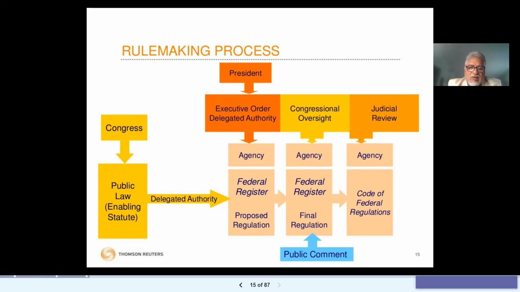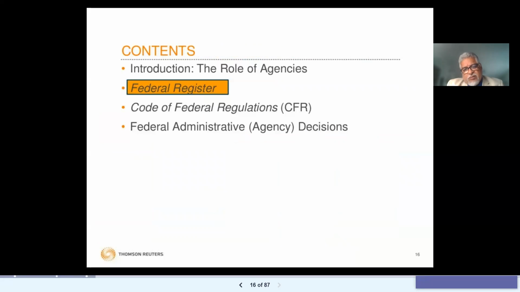Or it can come from Congress. They make a public law, basically a statute. They give delegated authority to a particular agency. They publish it in the Federal Register, and they begin the proposed regulation. Afterwards, they will go through congressional oversight or judicial review, after the principle of exhaustion that we just talked about. Public comment is urged at almost all the steps before the promulgation of a particular regulation.